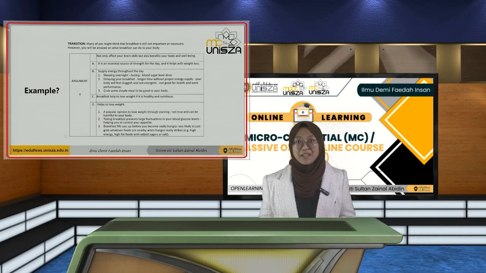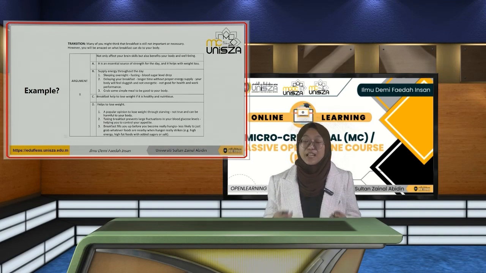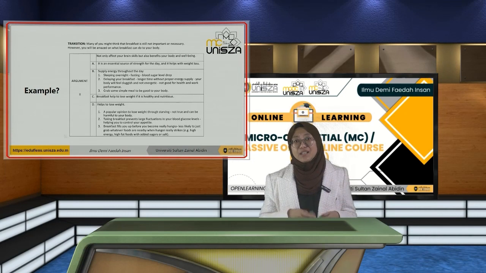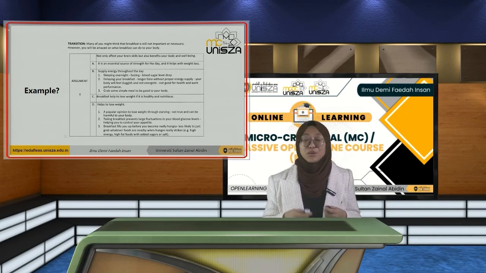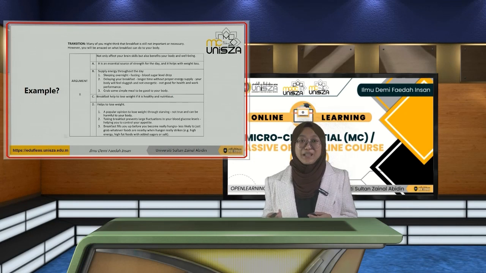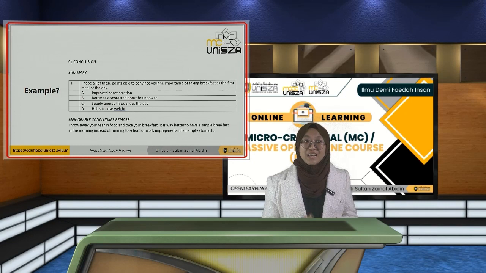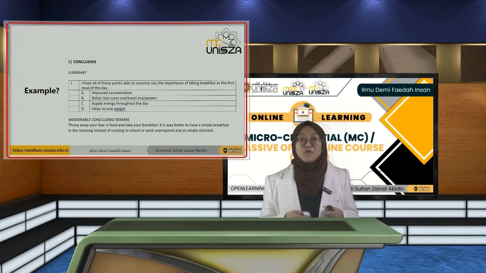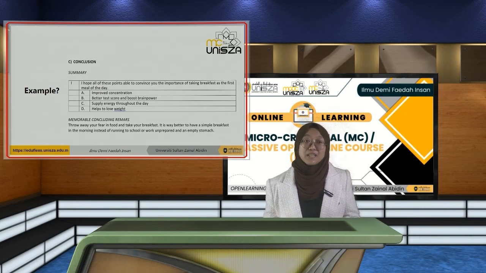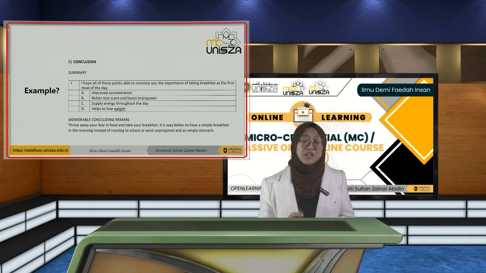Next, let's move on to the transition and our second argument. We're doing the same thing. Remember to always have a catchy transition. Why? Because you would want people to come back to you if they may drift away. Next, let's look at another example, which is the conclusion. So this is a summary of what you could do. Again, briefly re-mention the points that you made earlier on, and then remember the memorable concluding remarks that you need to make in order to give that impact to your audience.